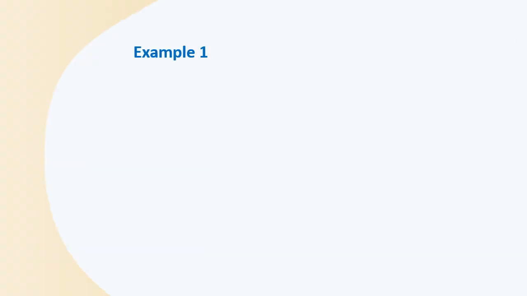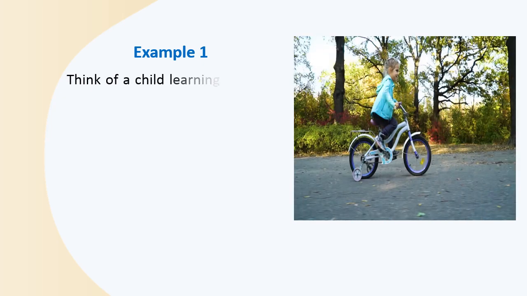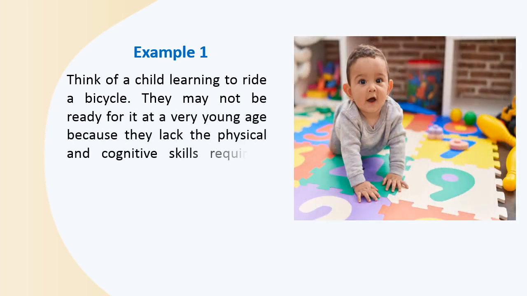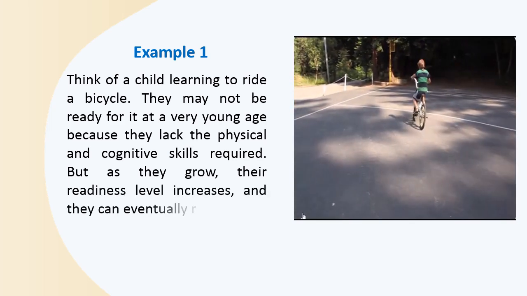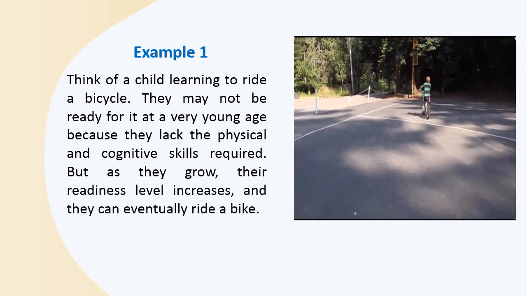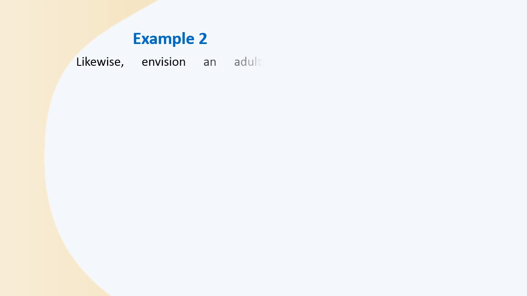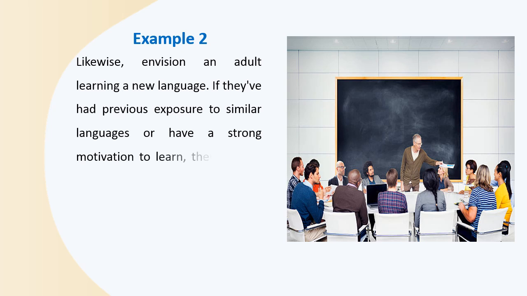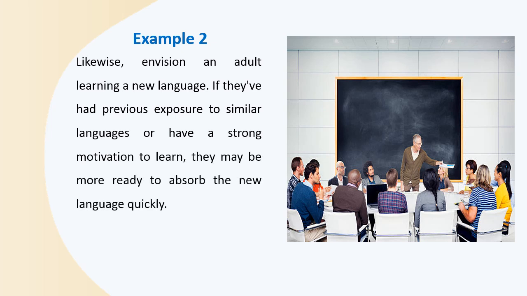Let's look at a couple of real-life examples to illustrate readiness. Think of a child learning to ride a bicycle. They may not be ready for it at a very young age because they lack the physical and cognitive skills required, but as they grow, their readiness level increases and they can eventually ride a bike. Likewise, envision an adult learning a new language. If they've had previous exposure to similar languages or have a strong motivation to learn, they may be more ready to absorb the new language quickly.